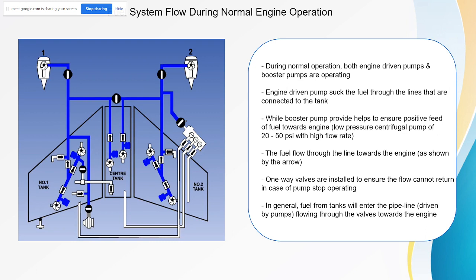Okay, at the refueling panel, there will be gauges reading the fuel in each tank. And then there will be a switch, an on-off switch to open the valve. Let's say number 1 tank, number 2 tank, and the center tank. Whichever valve you open, you allow the fuel to go into that tank.